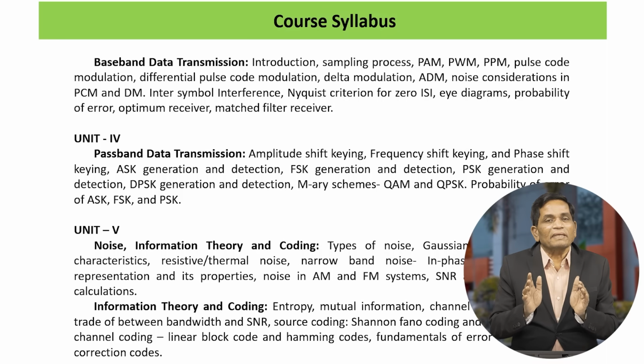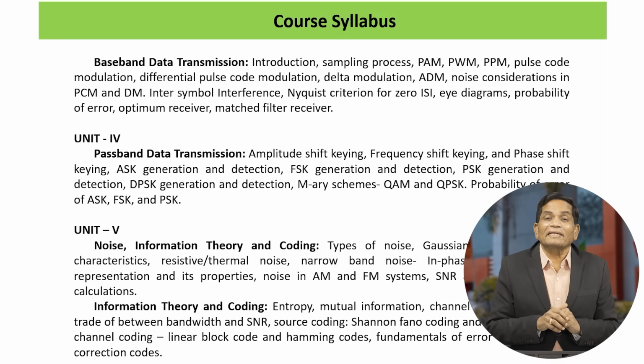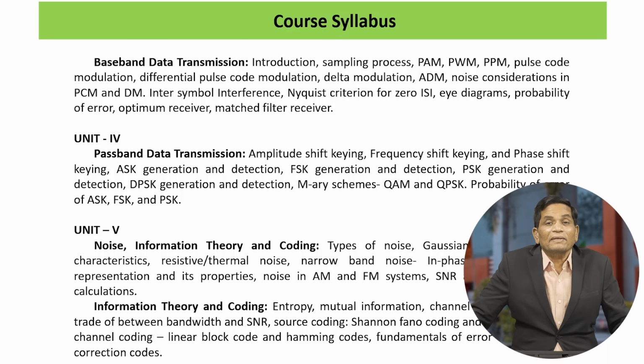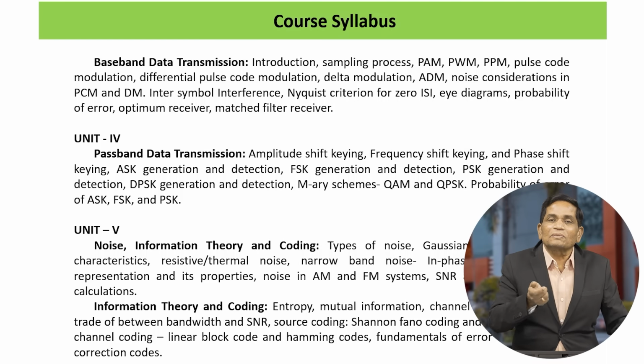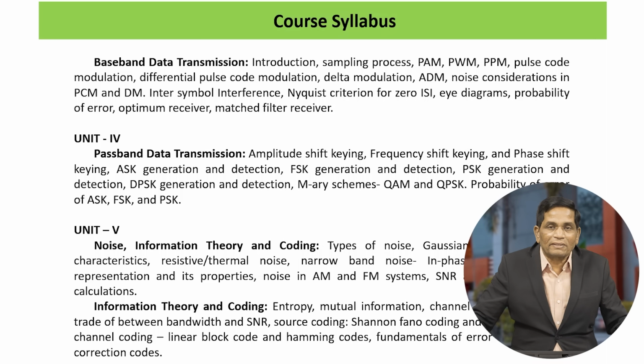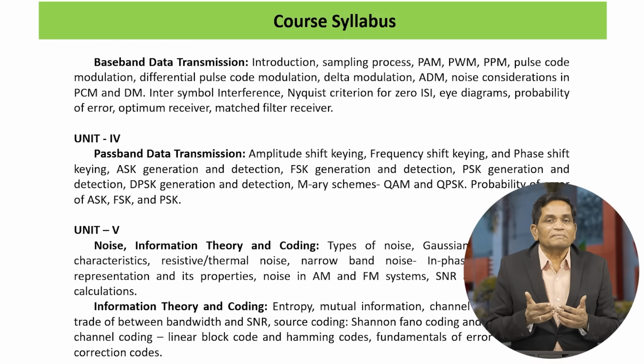So in baseband data transmission, what is the outcome? The output of a transmitter is nothing but a rectangular pulse. How is the binary data, ones and zeros, represented? It is represented in the form of rectangular pulses. So whenever a rectangular pulse is transmitted through a cable, that is called baseband data transmission. Remember this point.